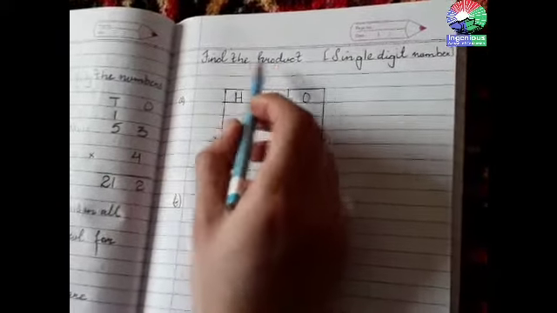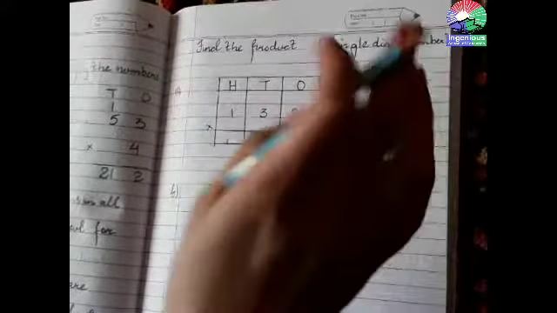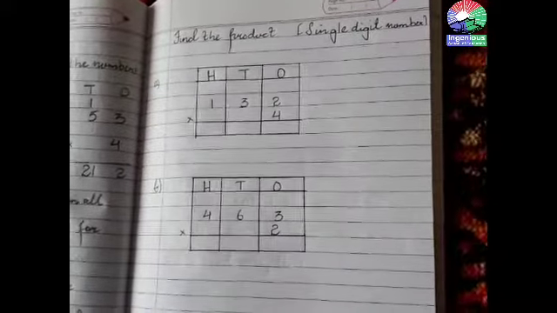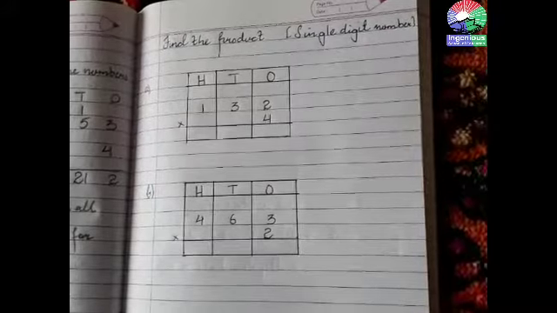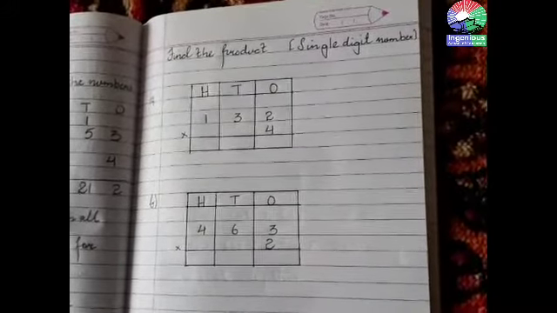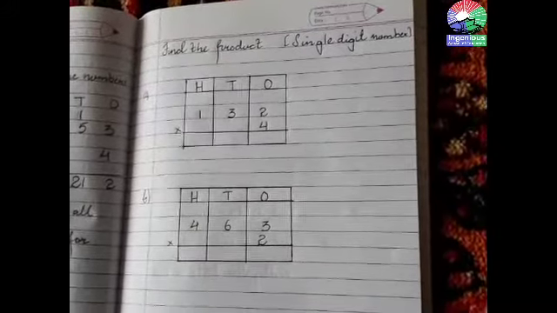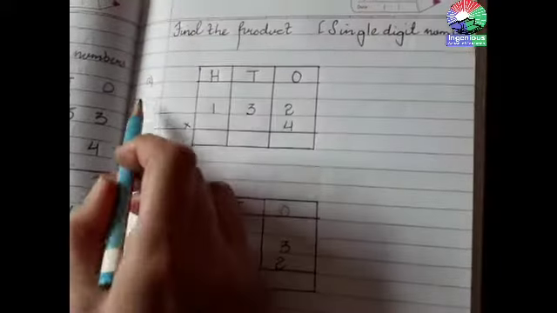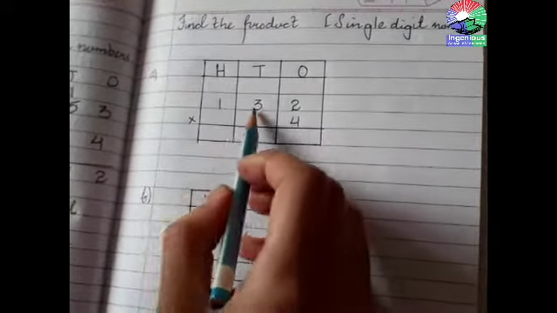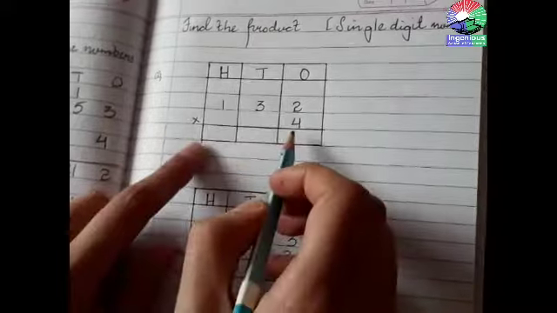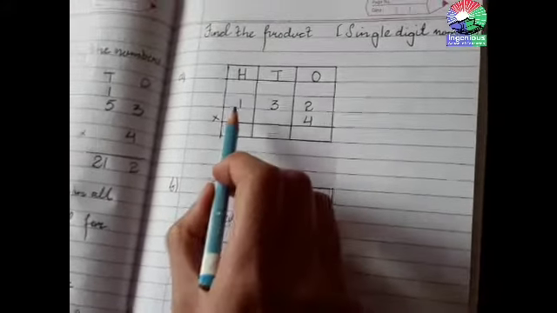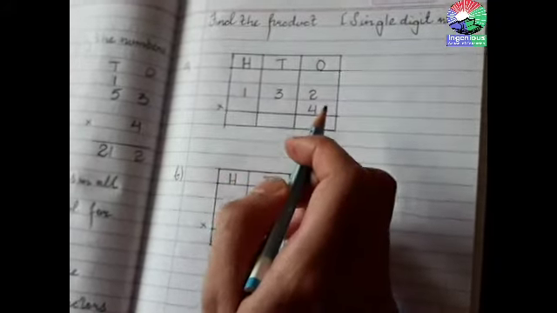Now, my dear students, let us look at the question. The question is: find the product by using the single digit number. What is the question? Find the product by using the single digit number. Part A is 132 multiplied by 4. What do we have to do? We have to multiply 132 by 4.